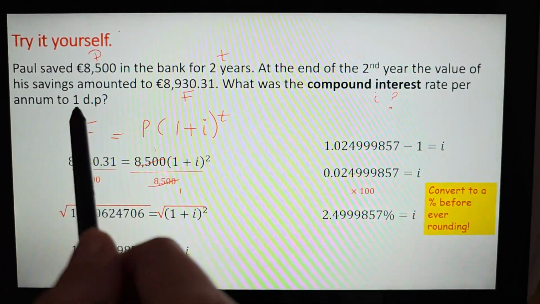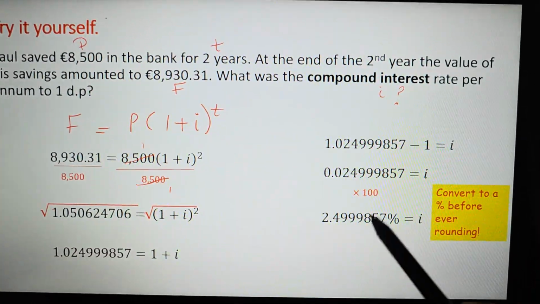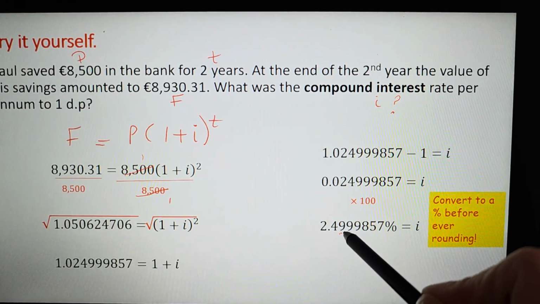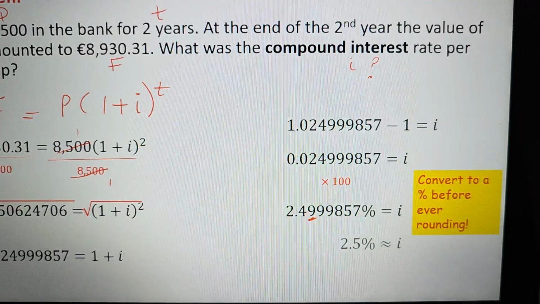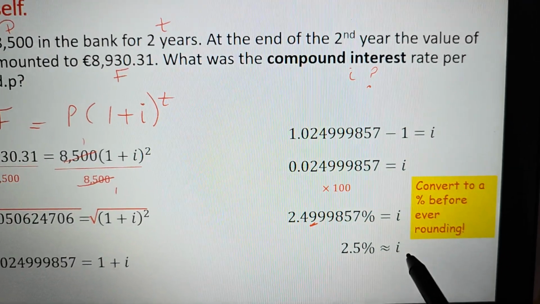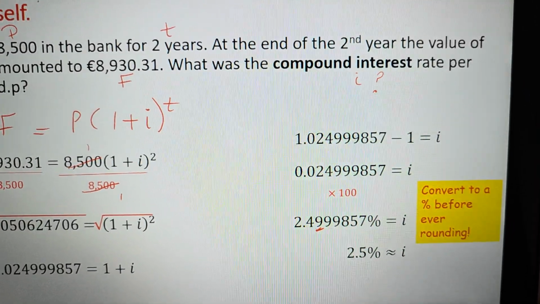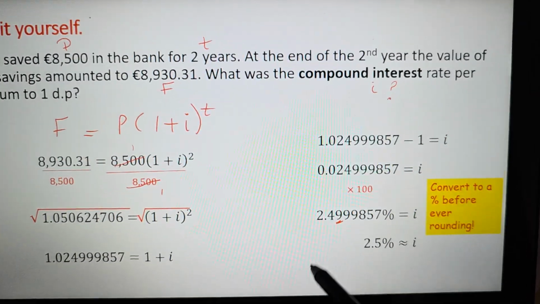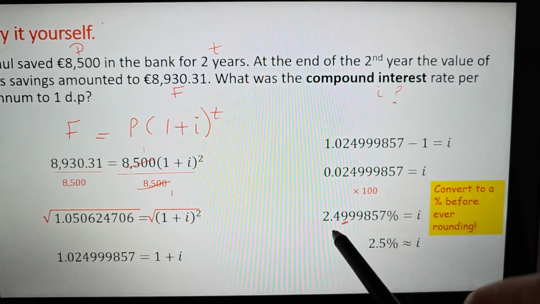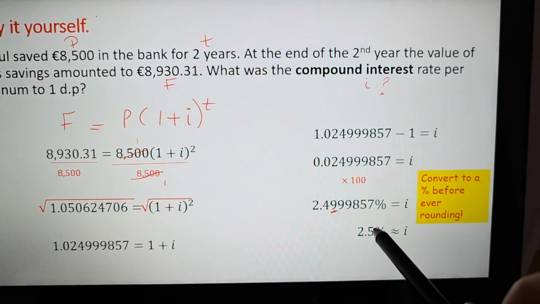Now I'm going to go rounding it. They said give your answer to 1 decimal place. So I'm going to look at the 9, which is the second digit after the decimal point. The 9 will mean the 4 has to round up to a 5. So my interest rate per annum is approximately 2.5%. Now, when you want to check that answer, you can't use your rounded figure to check. You'd actually have to use the unrounded figure to check.